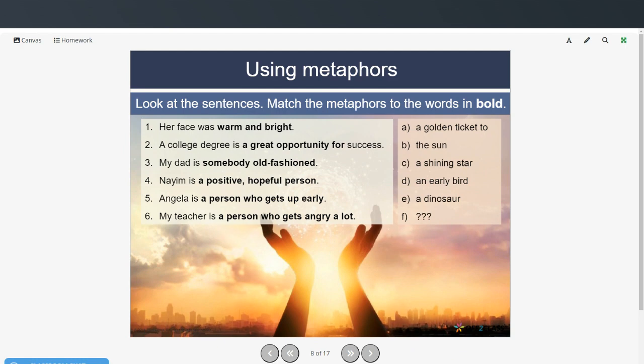All right, using metaphors, so you're going to look at the sentences and match the metaphors to the words in bold. Her face was warm and bright. You could say her face was a shining star. A college degree is a great opportunity for success. A college degree is a golden ticket to success. My dad is somebody old-fashioned. My dad is a dinosaur.